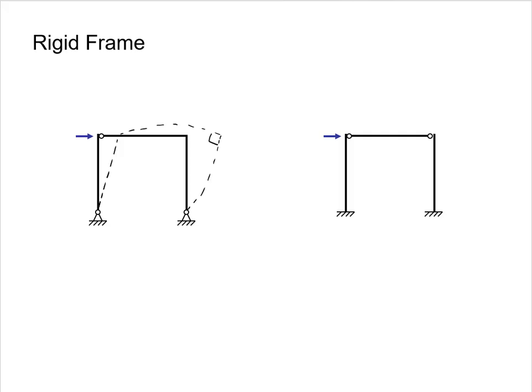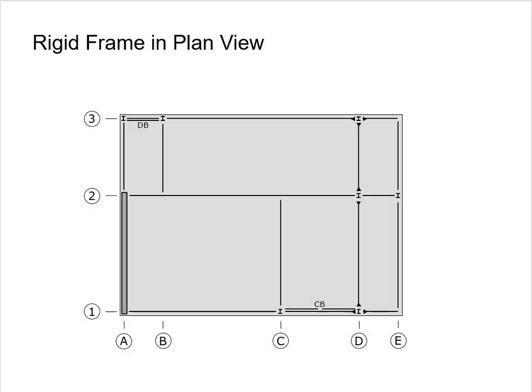Another simple example is this frame with pin connections but fixed supports. For the top to move right, the columns must bend. Both of these are examples of the lateral load resisting system called a rigid frame. We typically identify rigid frames in plan view by the rigid connection symbol between beam and column.